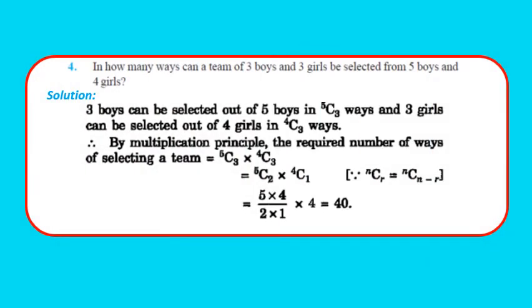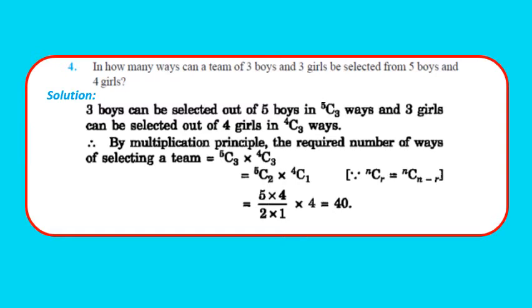Next we have question number 4. In how many ways can a team of 3 boys and 3 girls be selected from 5 boys and 4 girls? Now 3 boys out of 5 boys can be selected in 5C3 ways, and 3 girls out of 4 girls can be selected in 4C3 ways. Therefore by the multiplication principle or the fundamental principle of counting, the total number of ways of selecting the team will be equal to what?